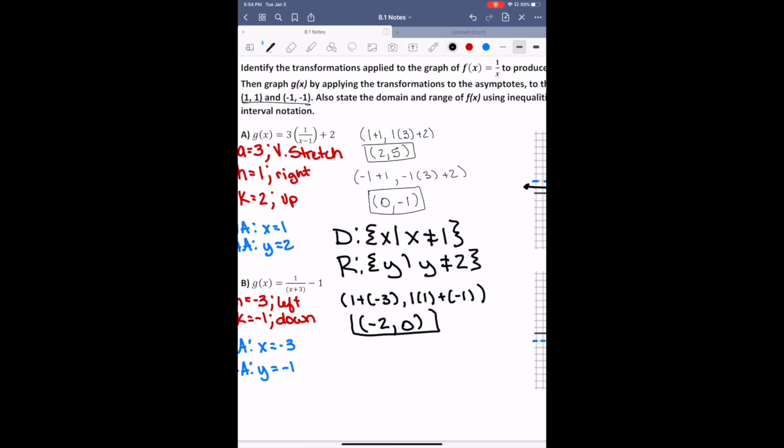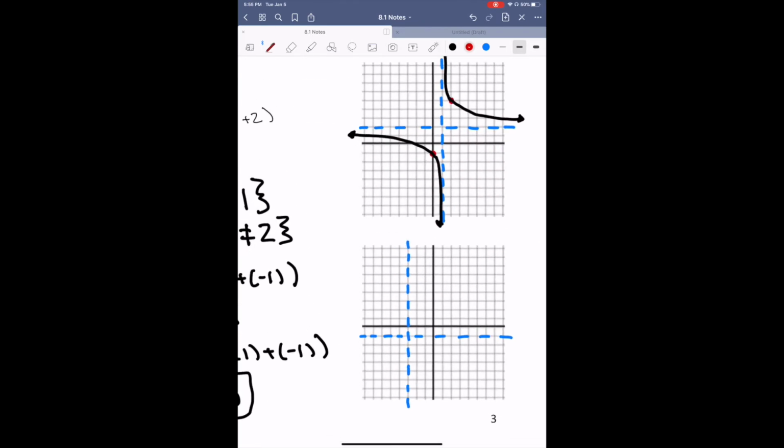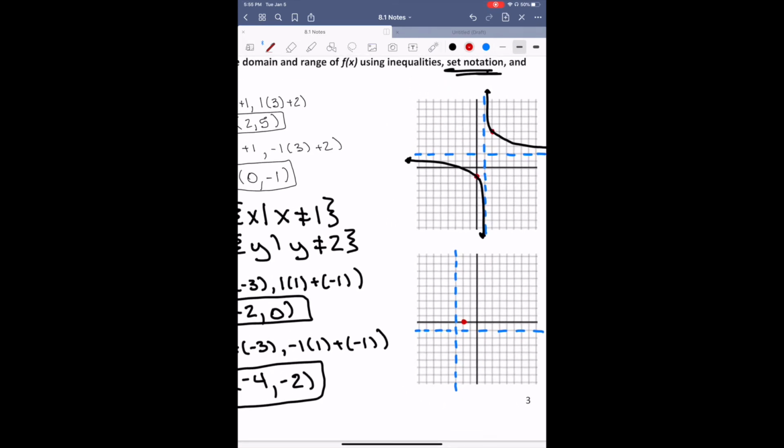That's one reference point. Second reference point, -1 plus -3. And -1 times 1 plus -1. Simplify. -1 plus -3 is -4. -1 times 1 plus -1 gives us -2. So the second reference point is at (-4, -2). Plot those points. (-2, 0), and (-4, -2).